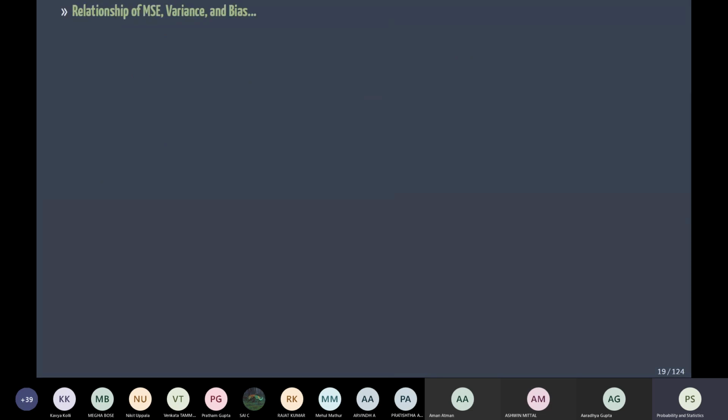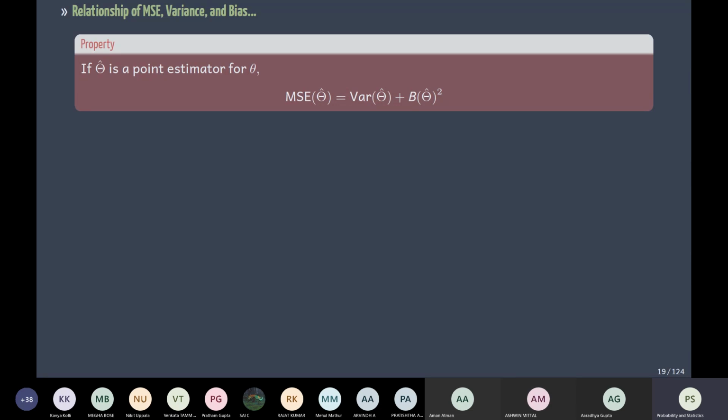Okay, so now what is the relationship between MSE, variance and bias? Let us see that. So what I claim is this. MSE of theta hat is nothing but the variance of theta hat plus the bias of theta hat squared. Okay, so we can try to do this directly. So the proof of this is that MSE of theta hat, we apply the definition. So what was the definition of MSE? It was the expectation of theta hat minus theta and then whole squared, right?